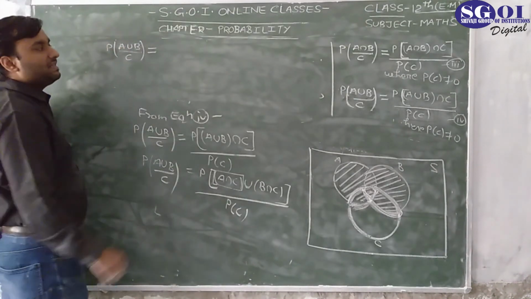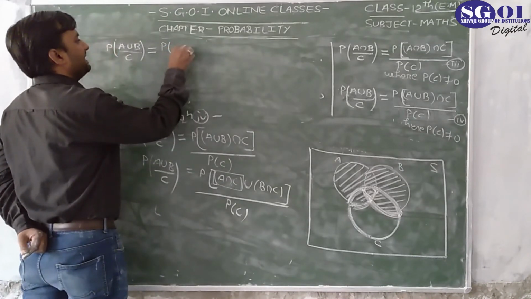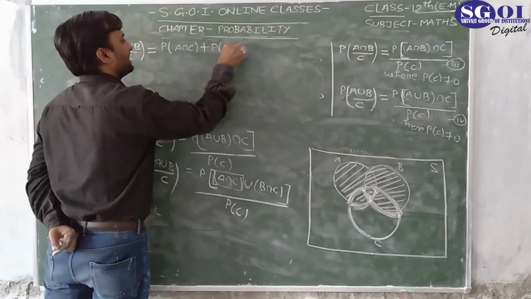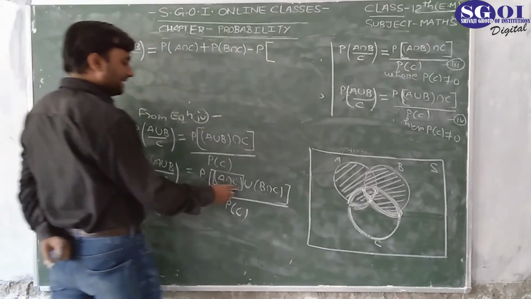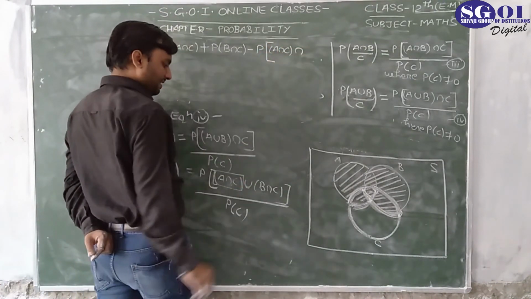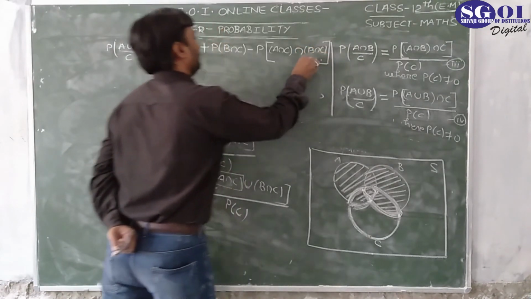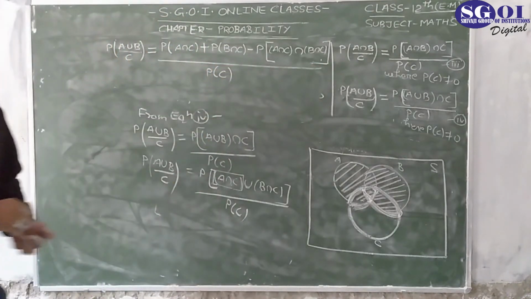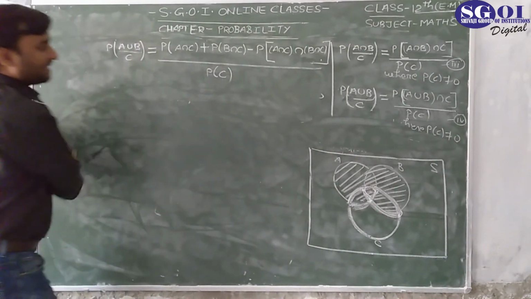Probability of A union B is equal to probability of A, that is probability of A intersection C, plus probability of B, that is probability of B intersection C, minus probability of A intersection B, that is the value of A intersection C or intersection B intersection C, upon probability of C. Now again we will look into the Venn diagram.